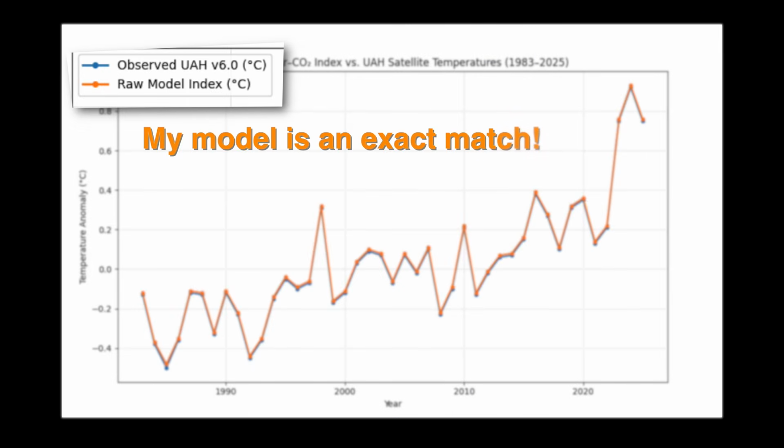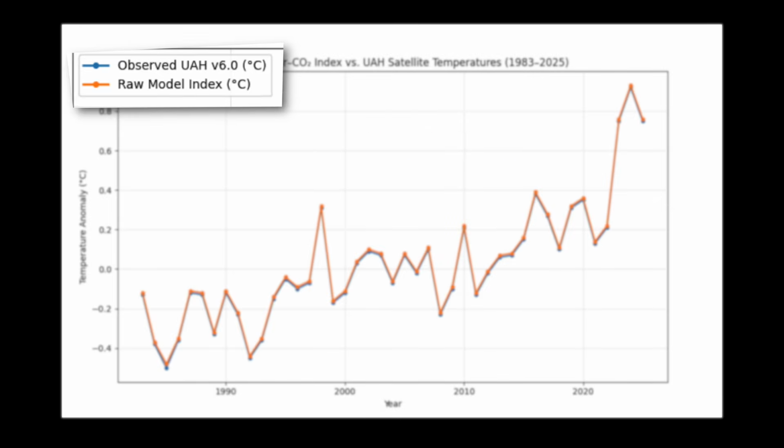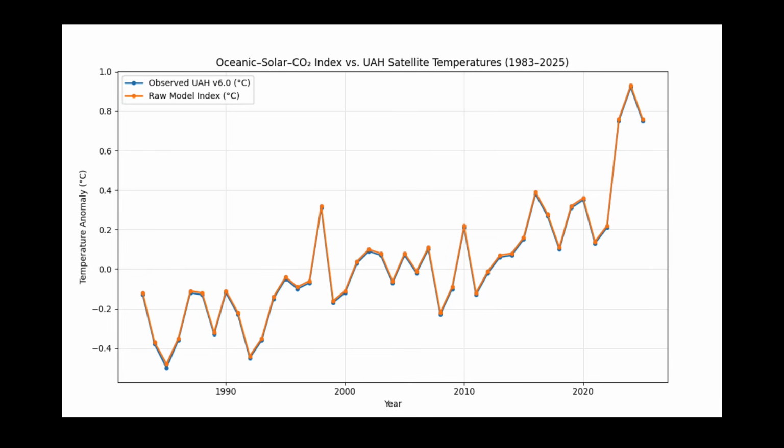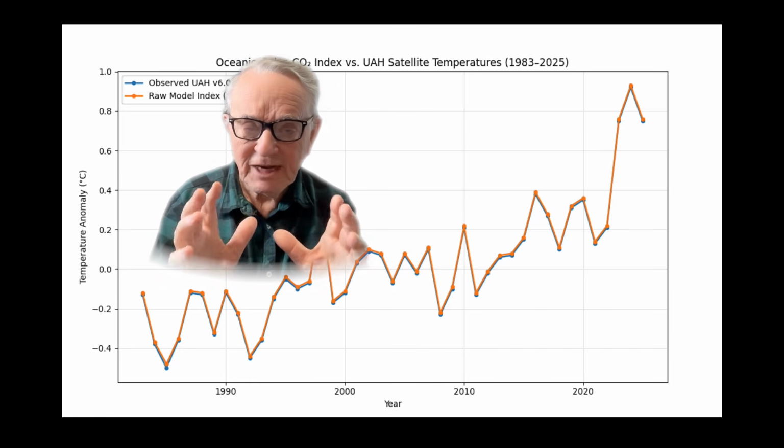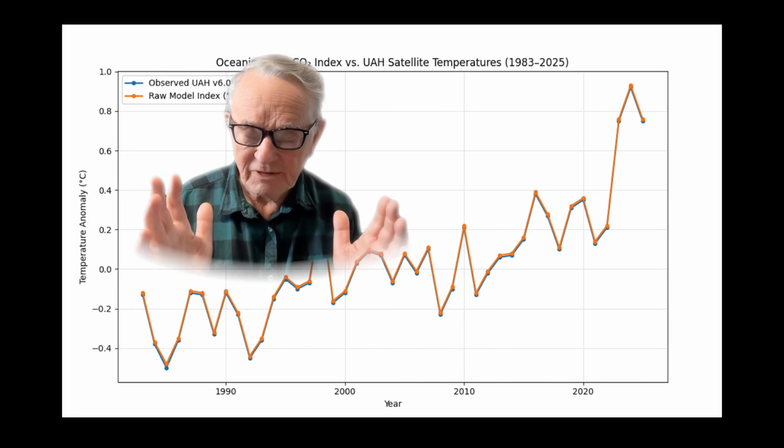Now this is a graph of the satellite temperature records from the University of Alabama. That's the recognized authority on the satellite temperatures. And that records the temperatures of the lower troposphere. That's the atmosphere we live in. And my work is spot on all the way through. So as you can see, the model fits the observed data basically perfectly.